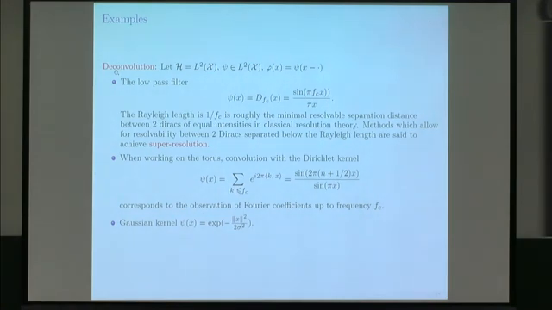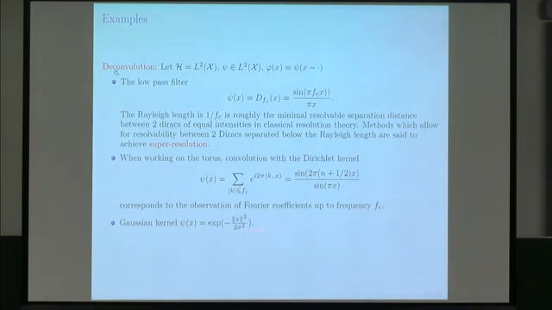The first example is in, say, astronomical imaging, where your sampling operator is a convolution with some kernel phi here. Quite often you may take this phi to be the low-pass filter, so this sinc function. And in classical resolution theory, the minimal resolvable distance between two spikes is generally thought to be 1 divided by fc, this cutoff frequency that determines your sampling kernel. Essentially, if you have a method which allows you to resolve two spikes while sampling below this Rayleigh length, then you say that the method achieves super resolution.